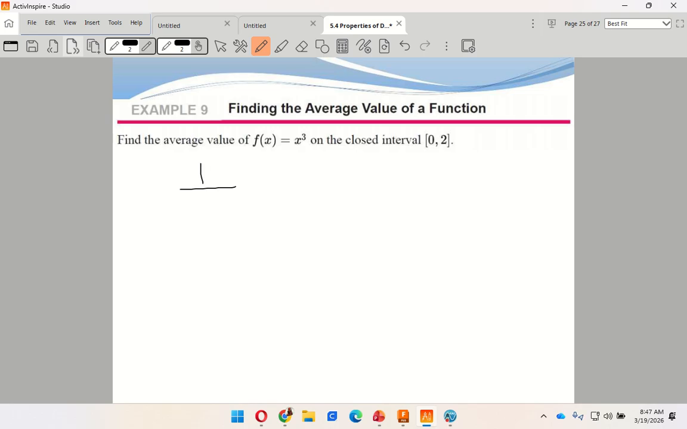Okay, what's my b? 2. Yep. Minus a, which is 0 times integral of 0 to 2, very good. Which is? dx. Yeah. You have to close that off with dx.